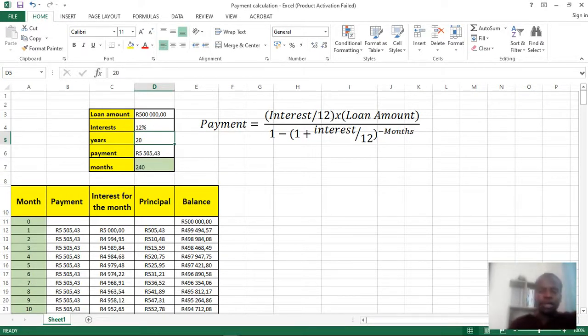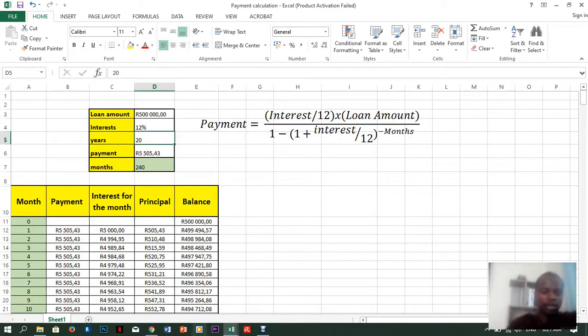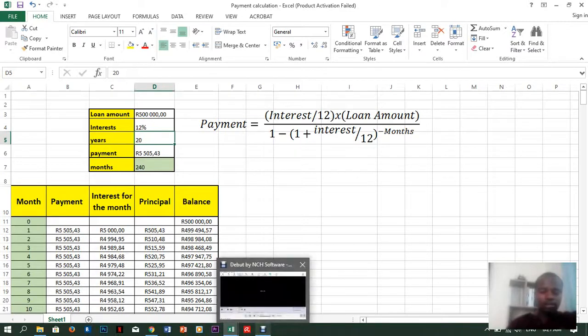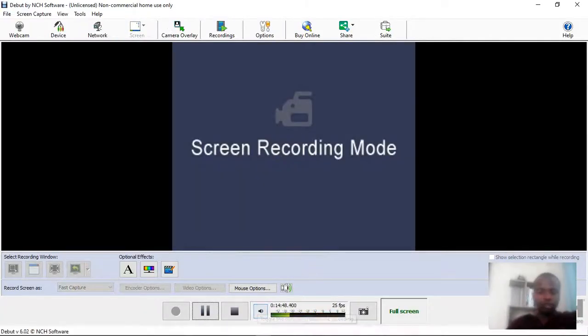But yeah, I hope this was self-explanatory. If it's not, just comment below and ask me for clarification where you need it, and I will do that. But otherwise, that's how the banks calculate how much you're going to be paying for your loan amount.